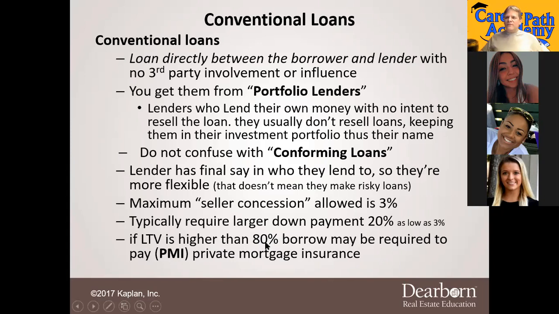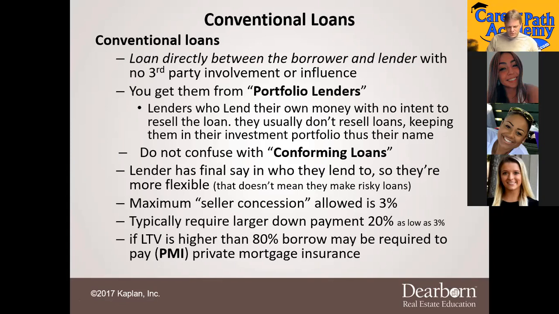So if the borrower put down 5%, how much does PMI insurance cover? 15. The other 15. That's it. That's all PMI insurance insures.